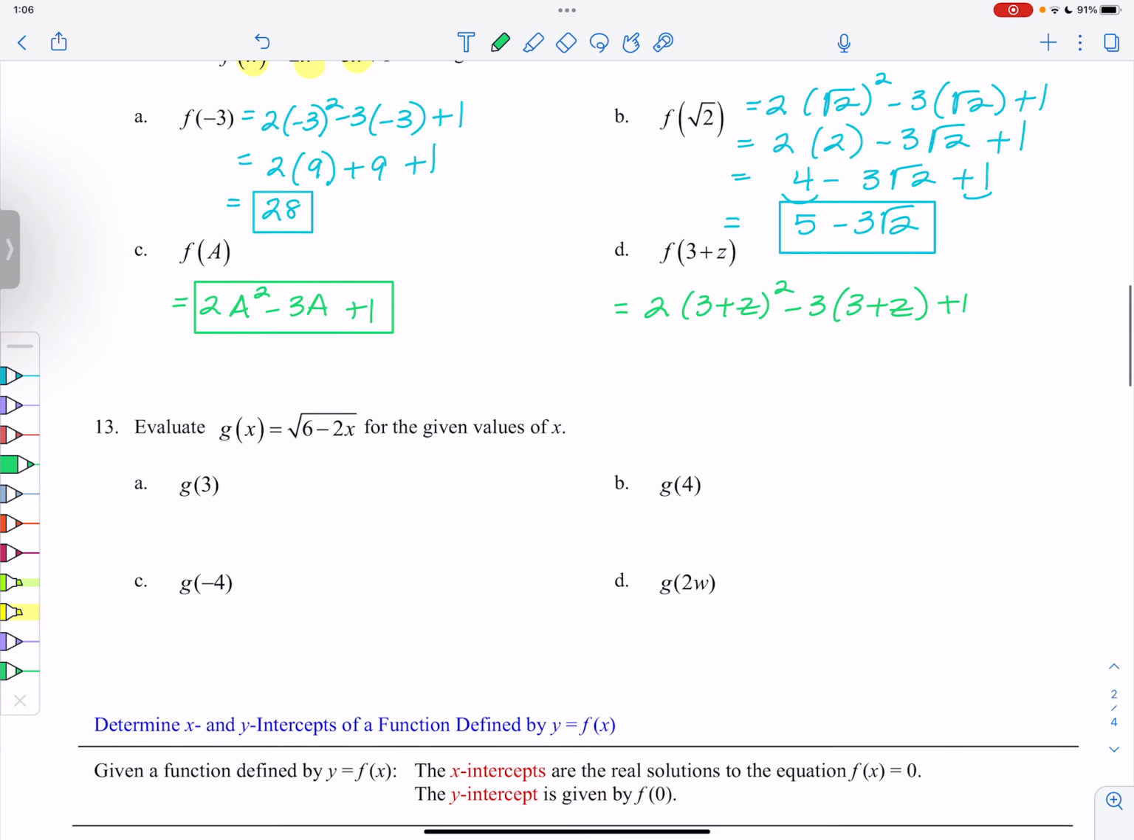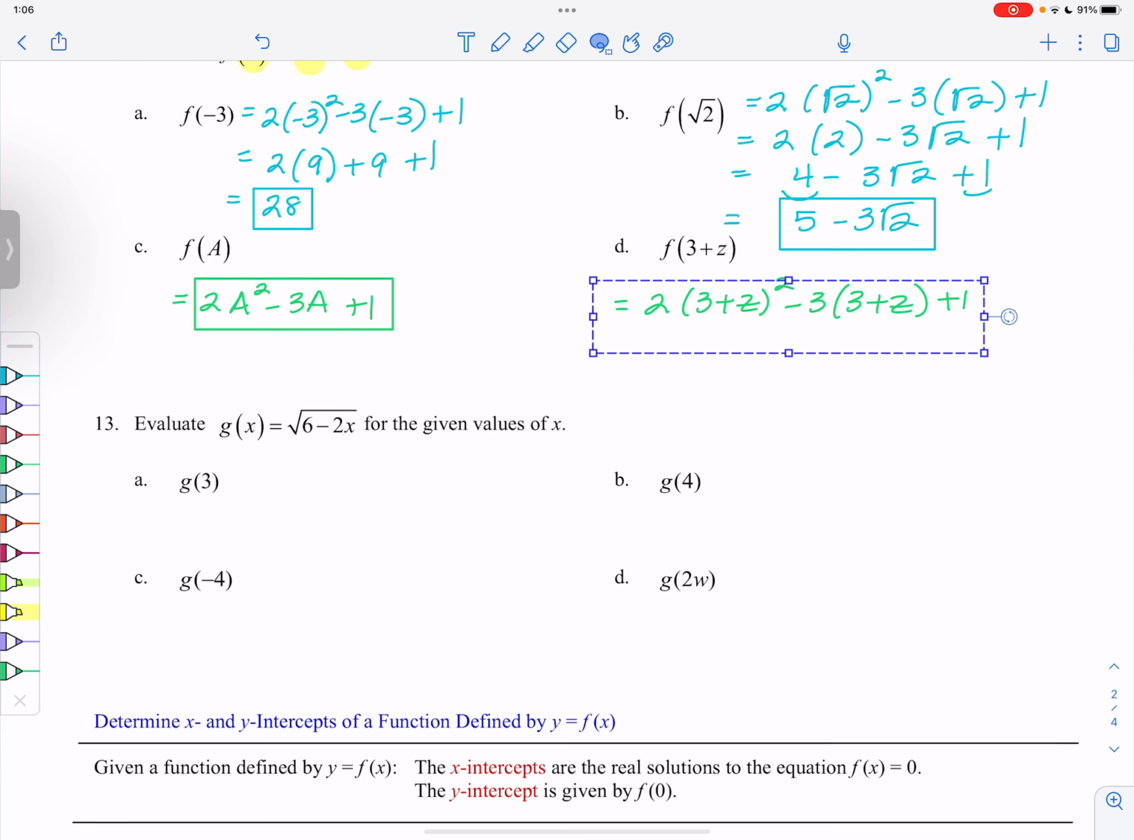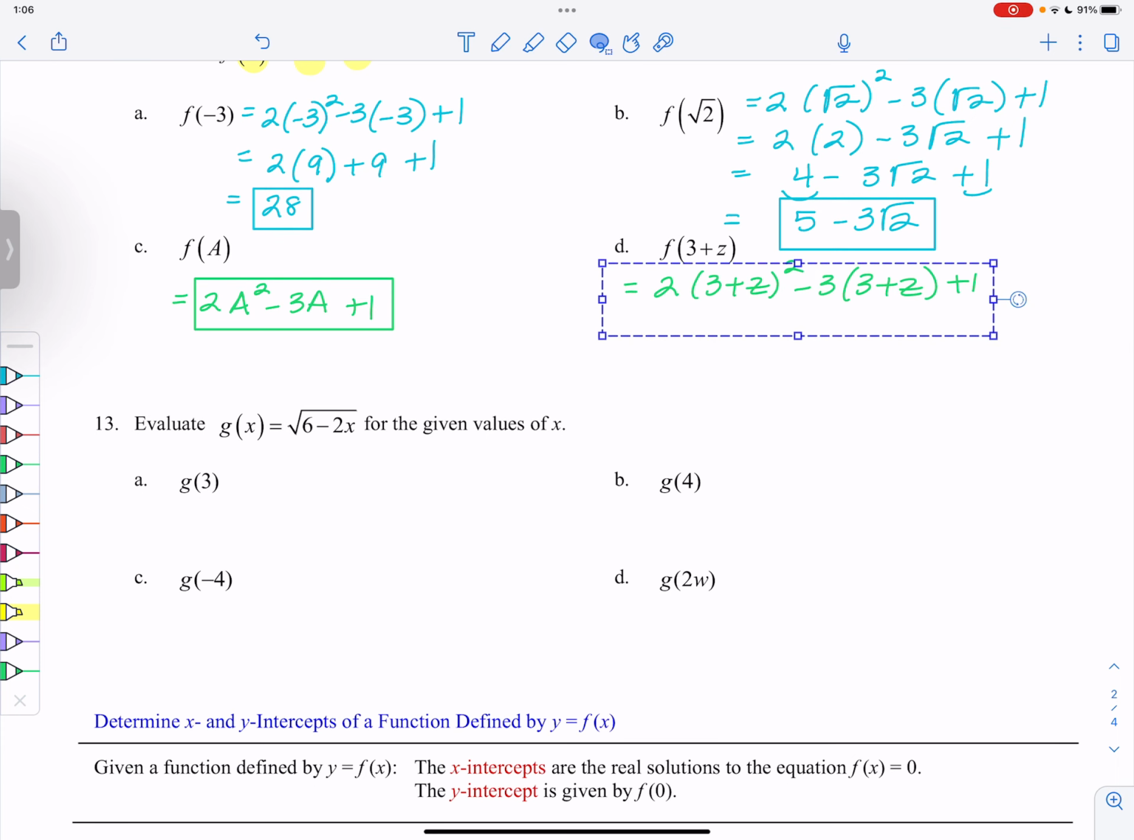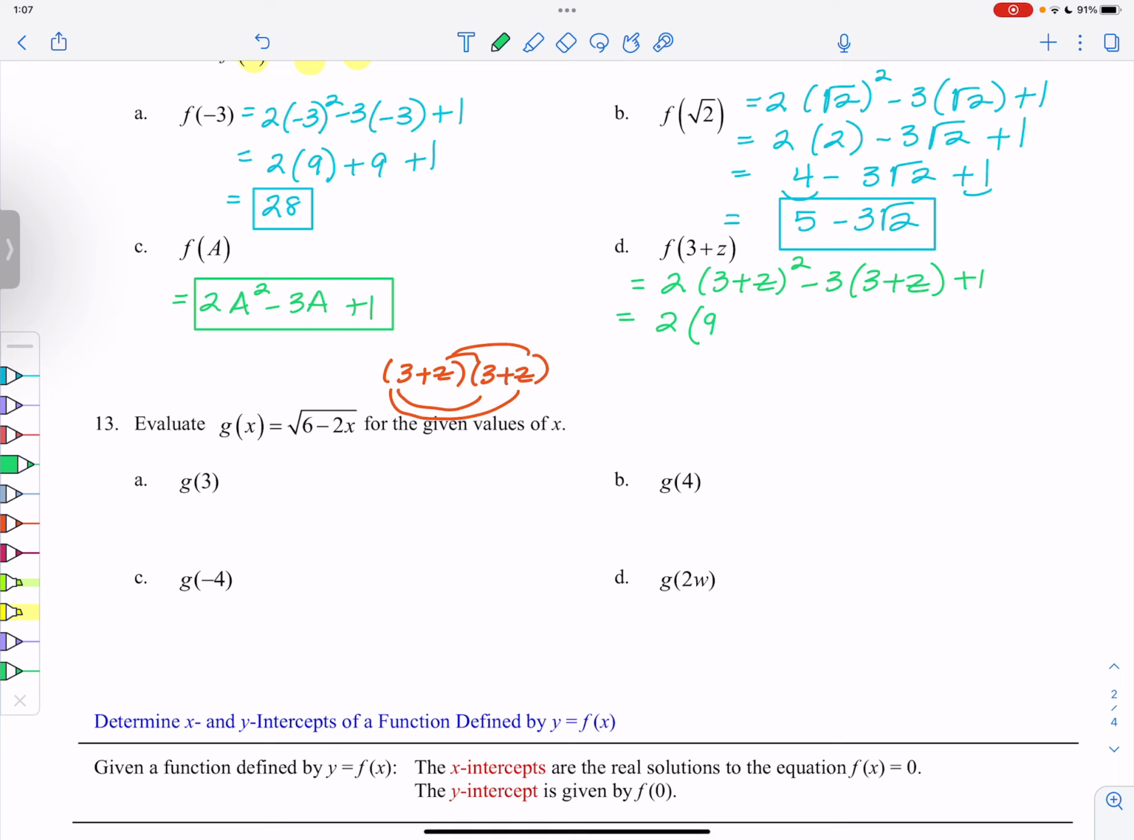Now we have a little algebra to do. So we will be squaring these binomials. So we're going to work on the inside first. And 3 plus z times 3 plus z is, we can write that out maybe over here, 3 plus z times 3 plus z. So we'll do first, outer, inner, last. Okay, so first would be 9, outer 3z, inner 3z, and last is z squared.